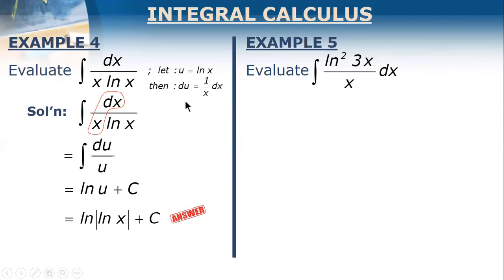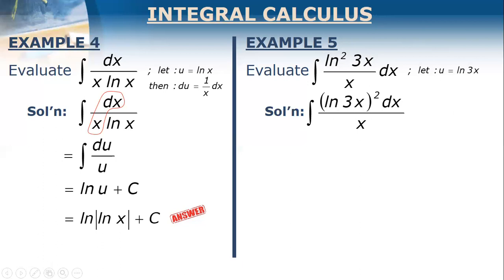So, from the earlier example, you already have an idea that if your u is ln of x, the derivative du will have dx over x. So this dx over x will be your du, and therefore your u will be ln 3x. This is the meaning of this: ln of 3x quantity squared. So this would be our u. Let u equal to ln 3x.